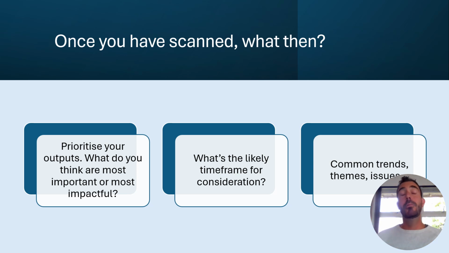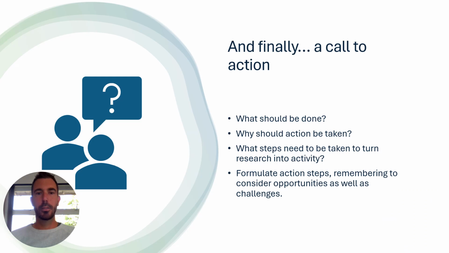So the result, the main output from your scan, will be the identification and evaluation of trends, themes and issues that you then need to work out action points from. Because a horizon scan is not just a report or an essay, it's a way of identifying this is what we need to do to capitalise on this and to solve that. How do we maximise benefit and how do we reduce threats? So this means the last part of your horizon scan is a call to action. What should be done and in what time frame?